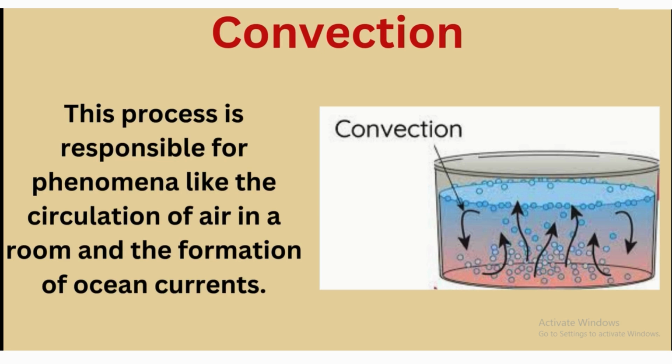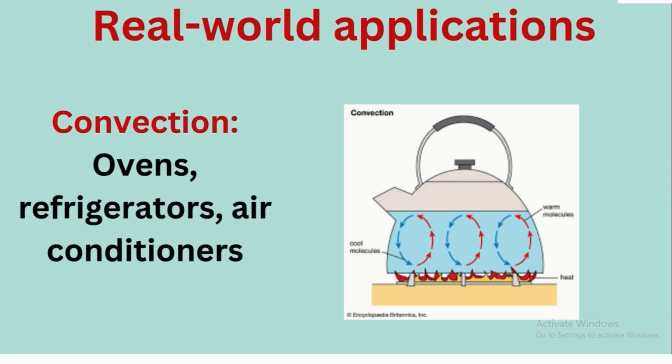So this process is responsible for phenomena like the circulation of air in the environment or a room, or the formation of ocean currents, right? This phenomenon is basically helpful for some climate changes and activities in our daily life. It is present in ovens, refrigerators, and air conditioners, which are responsible for convection, or the energy transformation phenomena.